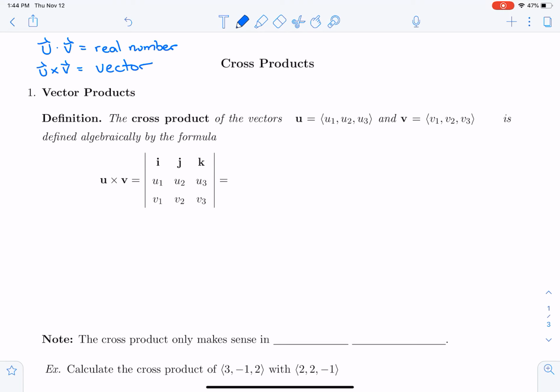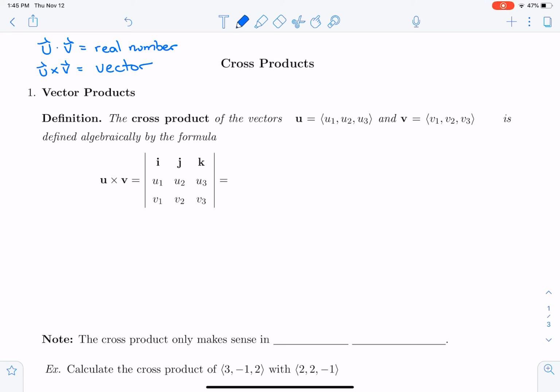And with dot products, we saw that there was a physical interpretation. Dot products were used for projections. So with cross products, we're also going to try and find a good, valid interpretation for why we would want to take the cross product of two vectors to get another vector.